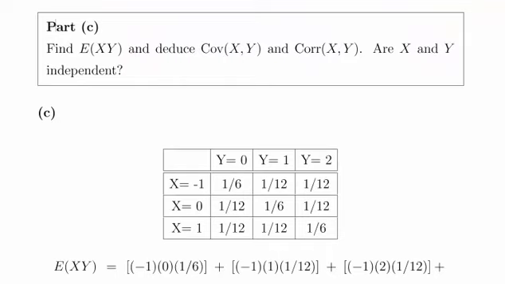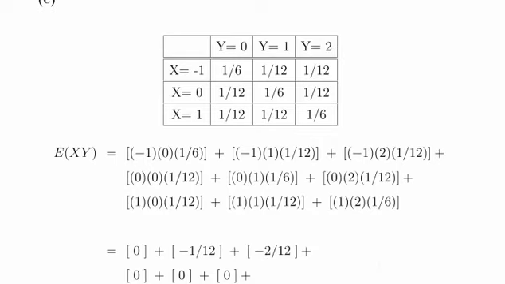Find the expected value of x times y, and deduce the covariance of x and y and the correlation of x and y. Are x and y independent? So here's the table again. That's the original table. Essentially what we're going to do is multiply each possible value of x and y, each possible combination, and also multiply by the probability. It's a bit of number crunching, but it should work out fairly quickly.